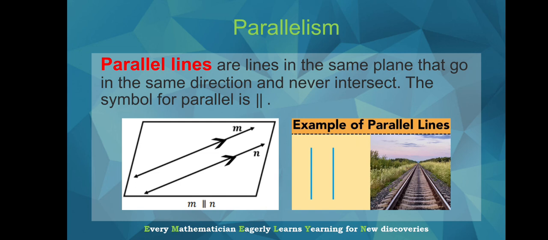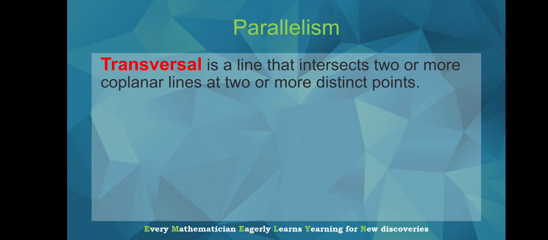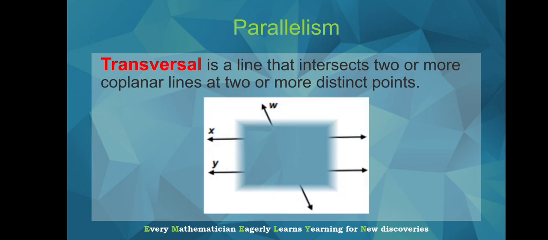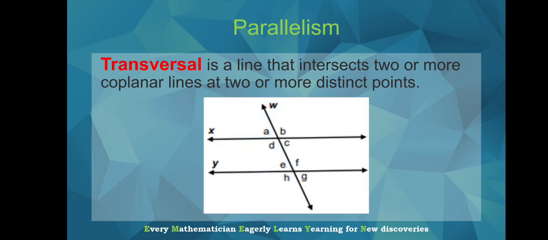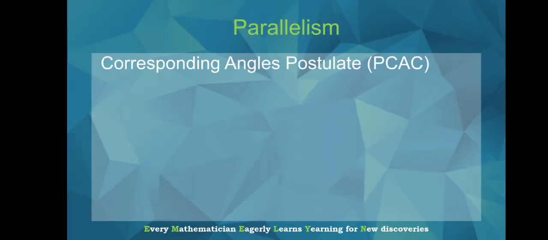Example, railways. A transversal is a line that intersects two or more coplanar lines at two or more distinct points. In the figure, the transversal is line W. There are 8 angles formed when a transversal cuts two parallel lines.